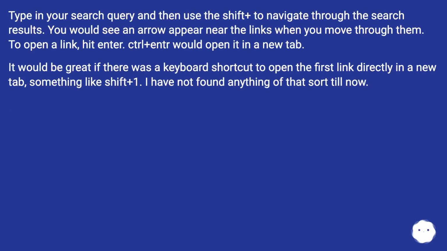Type in your search query and then use the Shift plus Tab to navigate through the search results. You would see an arrow appear near the links when you move through them. To open a link, hit enter. Ctrl plus enter would open it in a new tab. It would be great if there was a keyboard shortcut to open the first link directly in a new tab, something like Shift plus 1. I have not found anything of that sort till now.